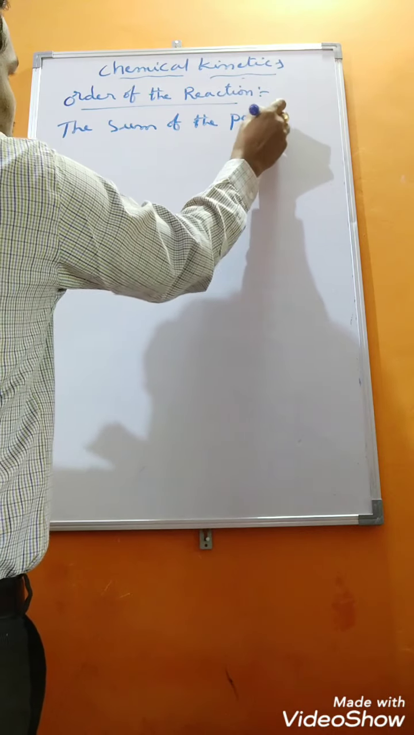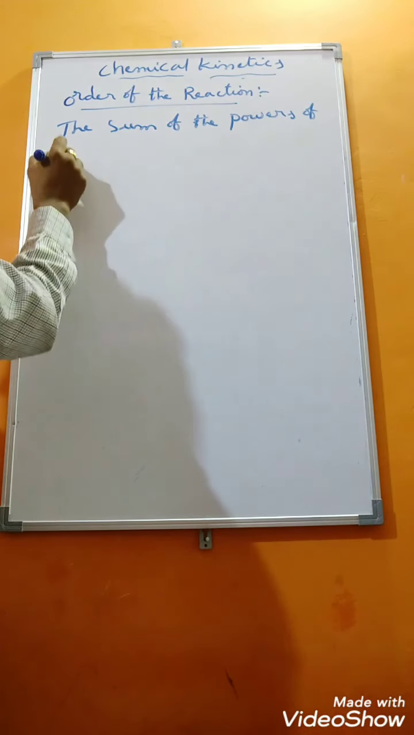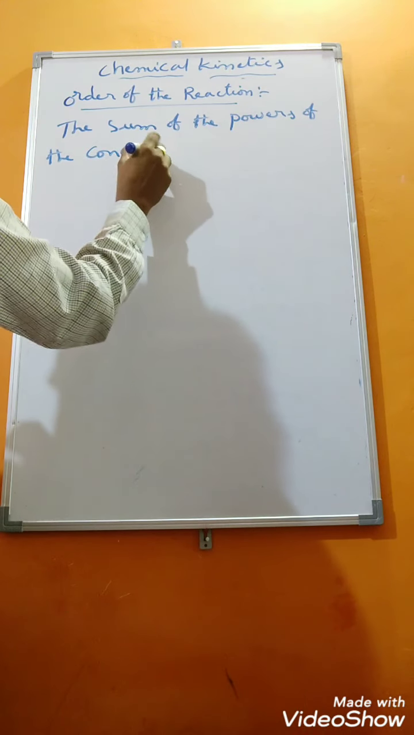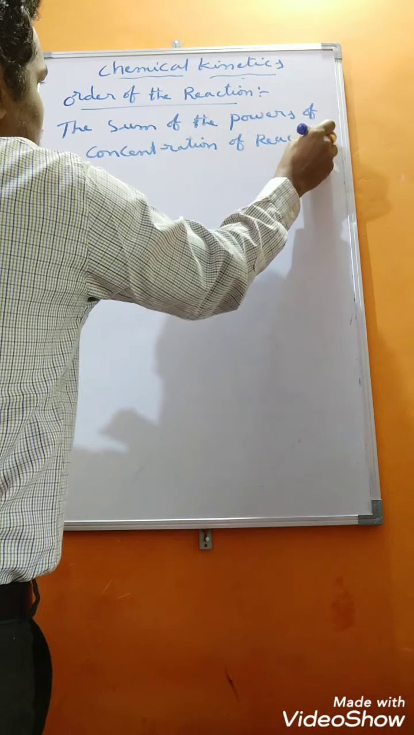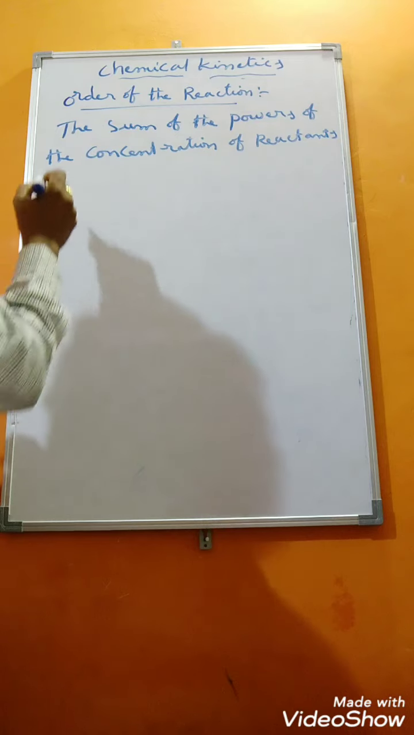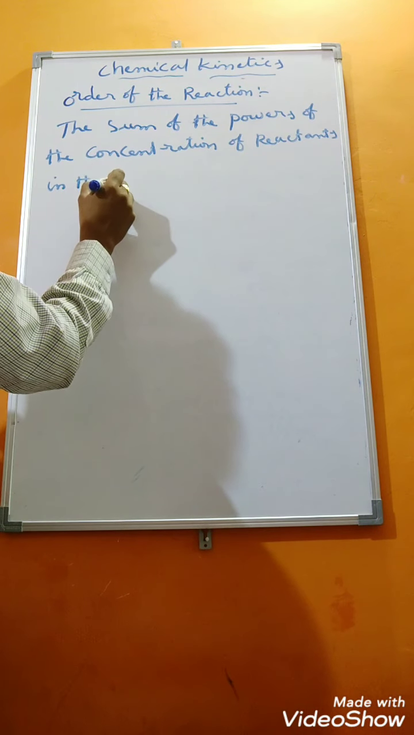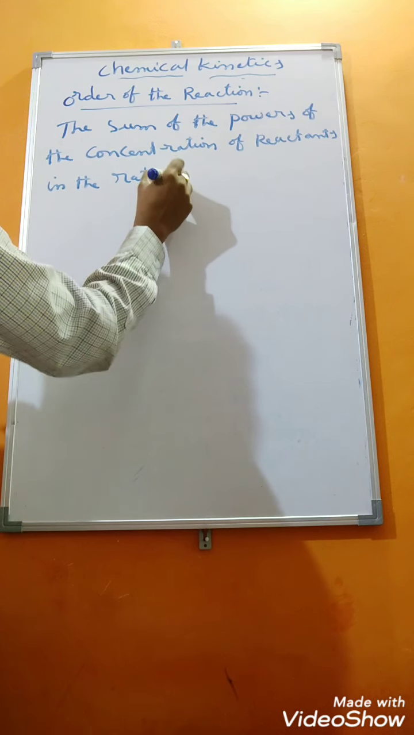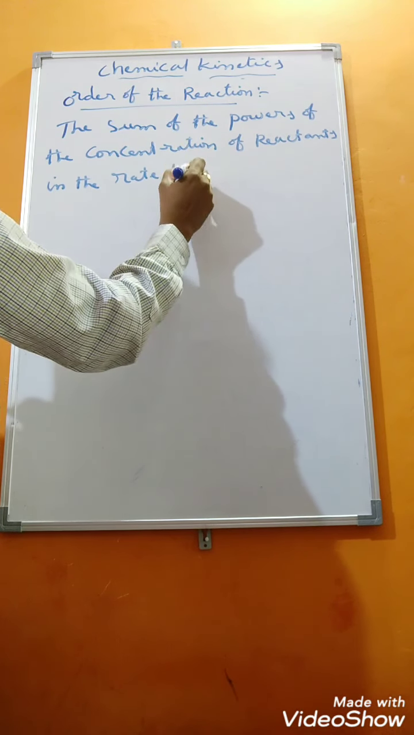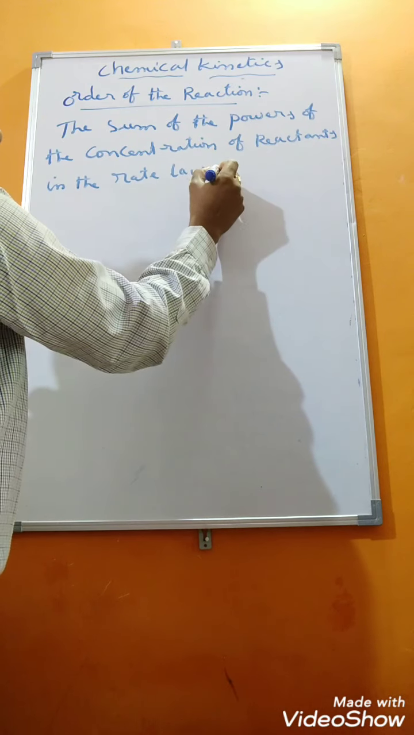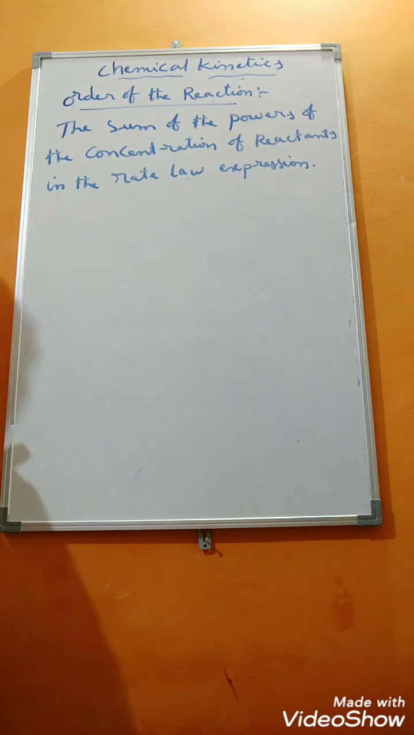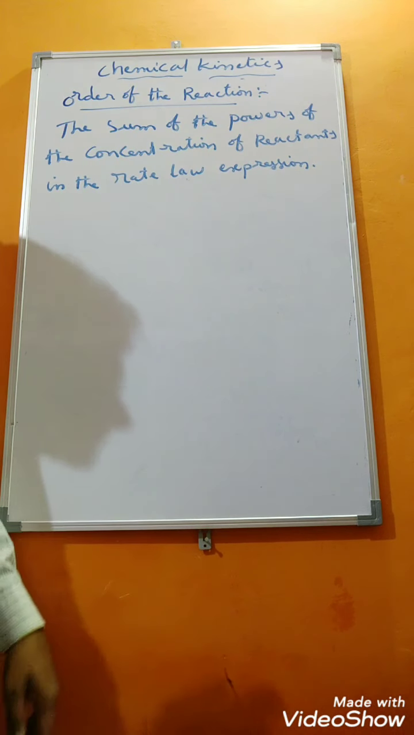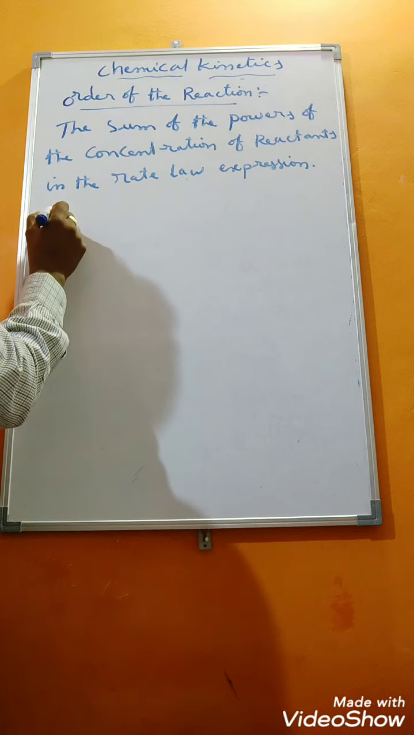The sum of the powers of the concentration of reactants in the rate law expression is called order of the reaction, students. For example, you take a general equation. Consider any general equation.